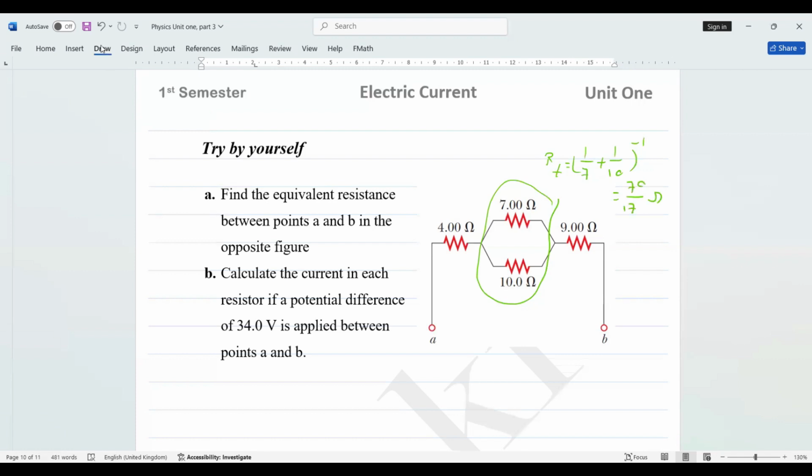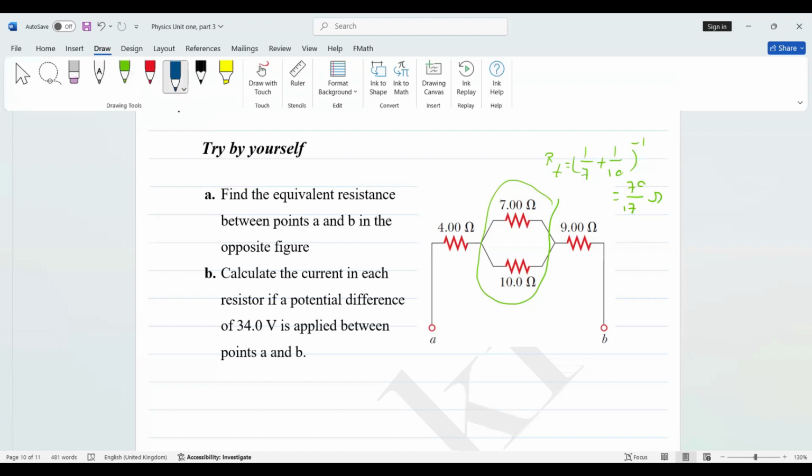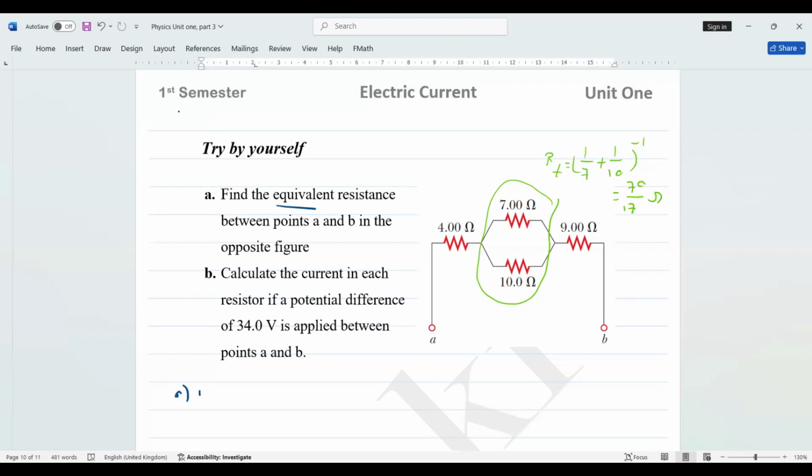Now we can calculate the equivalent resistance. Equivalent resistance means R total or R equivalent. So we have here 4 plus 70 over 17 plus 9. Now this value plus 4 plus 9. So the answer is 291 over 17 or 17.11. So 17.12, sorry, ohms.